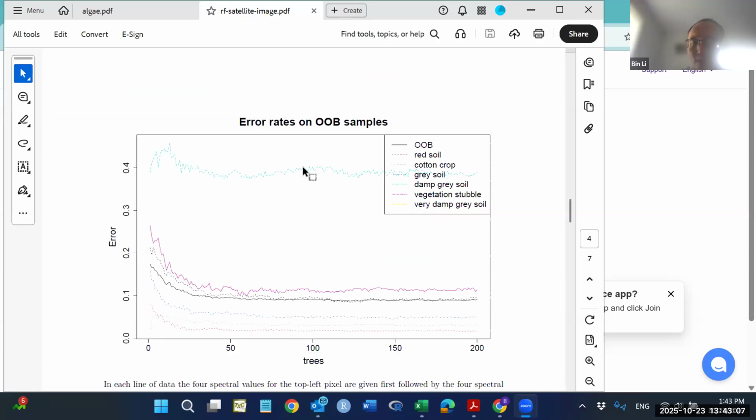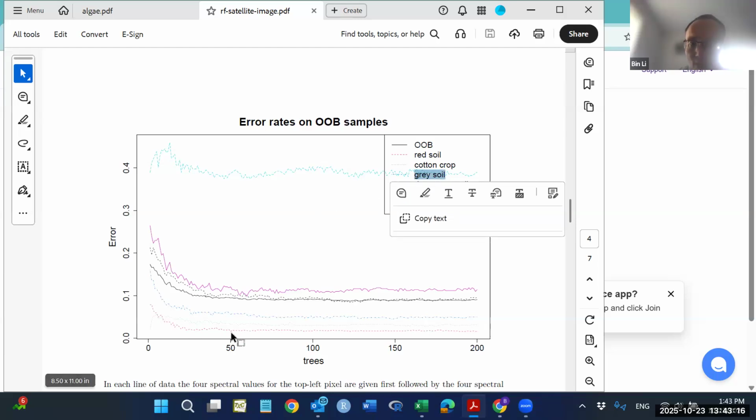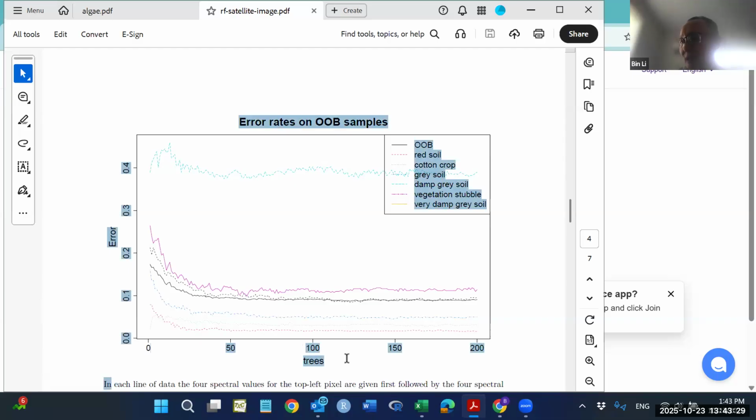And this is the error rate. You can see the blue one on the top is the gray soil, and the bottom one is the red soil, which has the lowest. The other classes are somewhere between. And why is there a curve? Because the x-axis shows the number of trees in the random forest, and the vertical axis shows the test error conditioned on different numbers of trees.